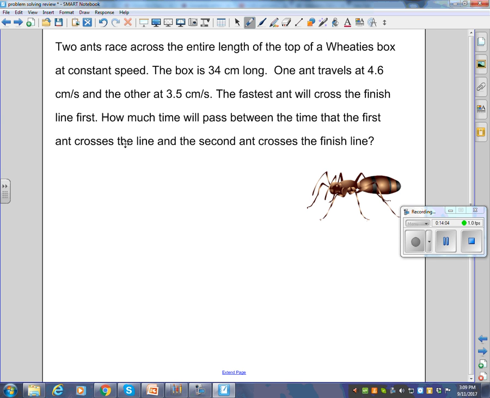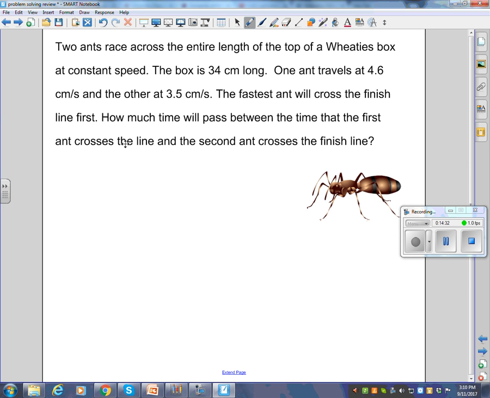Two ants race across the entire length of the top of a Wheaties box at a constant speed. The box is 34 centimeters long. One ant travels at 4.6 centimeters per second, the other at 3.5. The fastest ant will cross the finish line first, obviously. How much time will pass between the first ant crossing the line and the second one? So you have to find time one, time two, and then subtract, right?